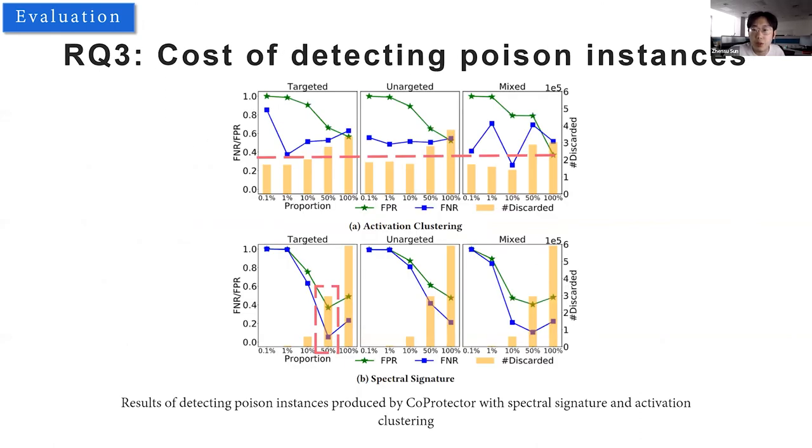In this research question, we evaluate the cost of detecting poison instances. Two popular defense techniques are applied to detect the poison instances generated by CoProtector. The defenses are applied on untargeted poisoning, targeted poisoning, and their mix. Both defense methods are faced with high false positive rates, where at least 36.8% of discarded instances are falsely filtered out among all the experimental settings. Rule breakers who do not skip the protected repository need to pay this unworthy cost.